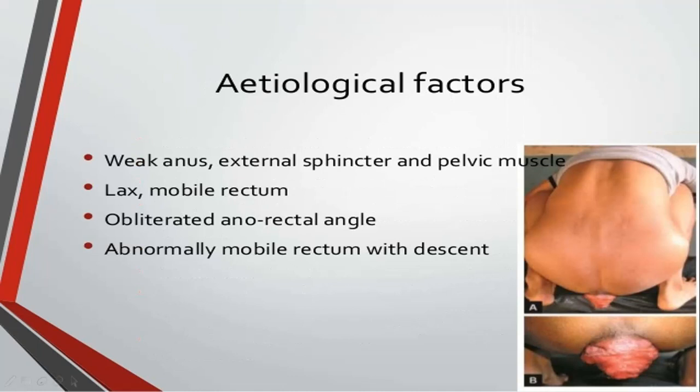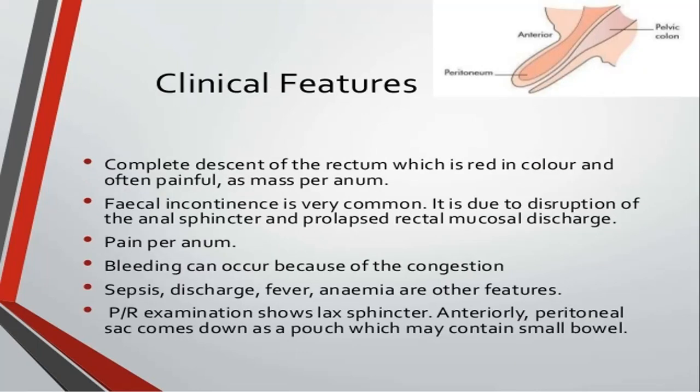You can see here the complete prolapse. This is called the squat position. You ask a child to sit in a squat position and strain, and it will show you the prolapse. So the etiology: weakness of anus, external sphincter, pelvic muscle, mobile rectum, obliterated anorectal angle, abnormally mobile rectum with descent.